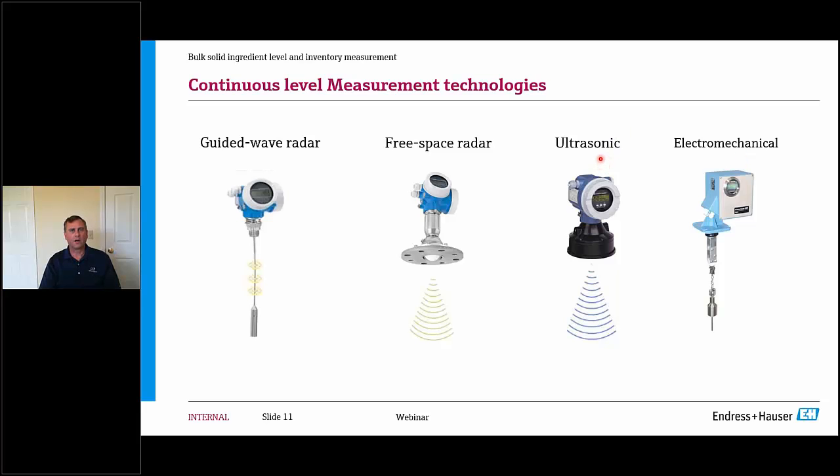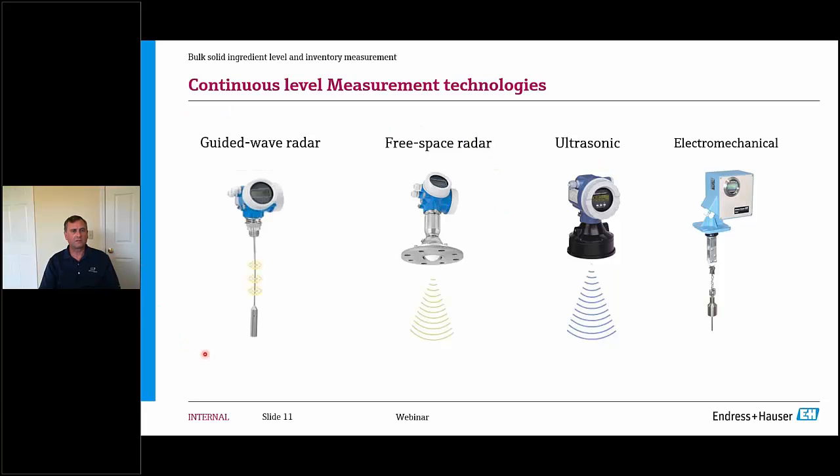Then we go to ultrasonic. Ultrasonic was for the longest time the primary method for level measurement of solids. And it's still in use today. It's one of the more cost-effective options, especially for shorter ranges, up to 20, 40, 50 feet or so. Ultrasonic is a very cost-effective way of getting level measurement in solids as well as in liquids.